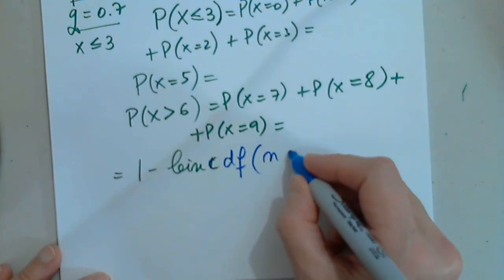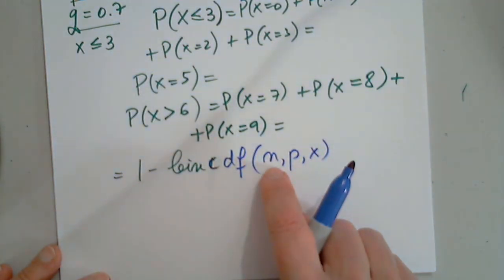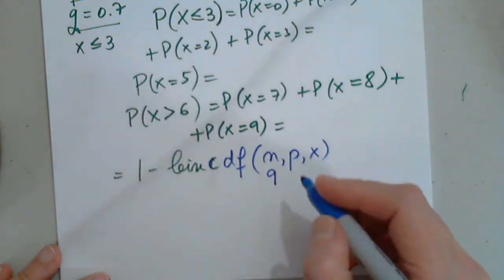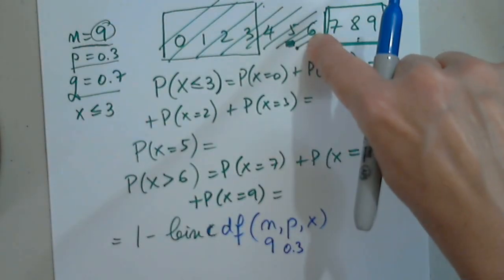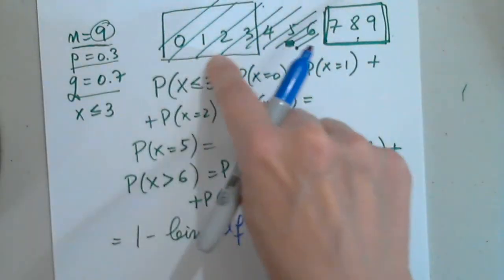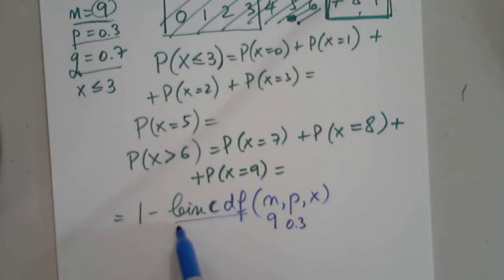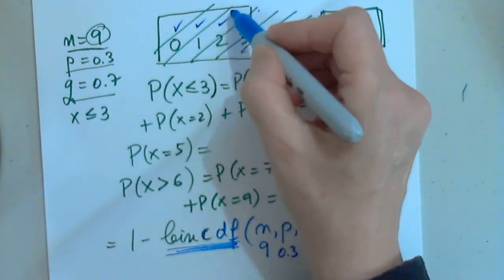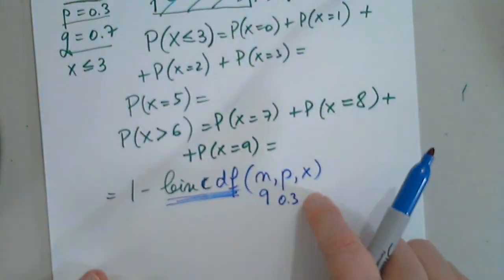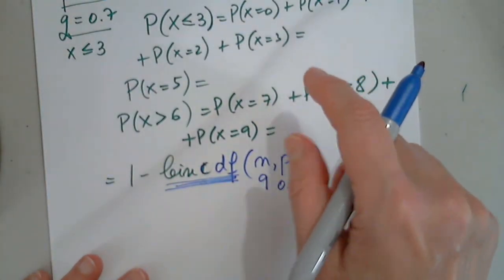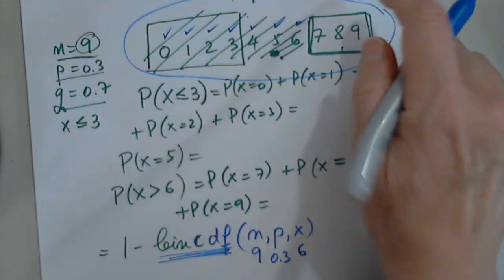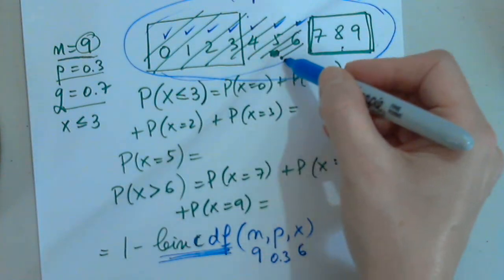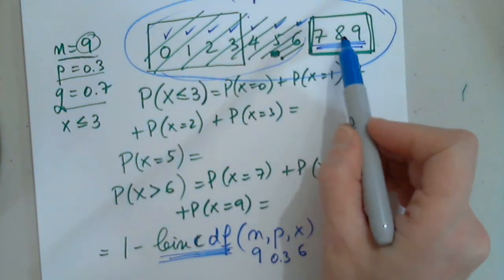With N, P, X. What is N? 9. What is P? 0.3. And what is X? 6, because that's what I want to calculate. The binomial cumulative density function, CDF, will add this plus this plus this plus this plus this plus this, till it stops at 6, including 6. So from the entire sample space, which has probability 1, I subtract these to determine this probability of 7 plus 8 plus 9.